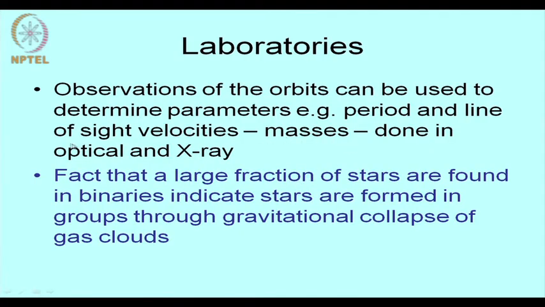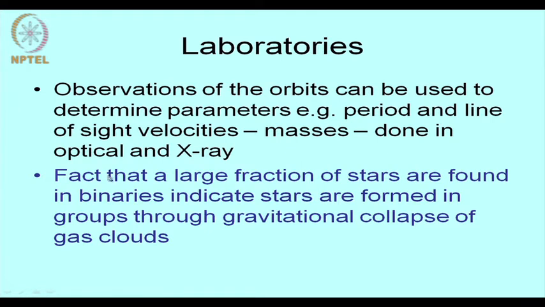So, for individual stars it is very difficult to determine the mass of the star, but if you have a binary system, you can determine various parameters about the stars like the mass, and this is done in optical and in X-ray. So, they are very useful laboratories where you can determine different parameters from the period and the line of sight velocity. You can determine the mass of the stars.